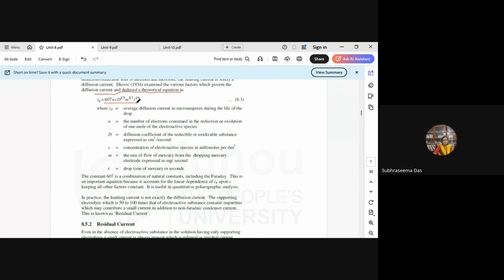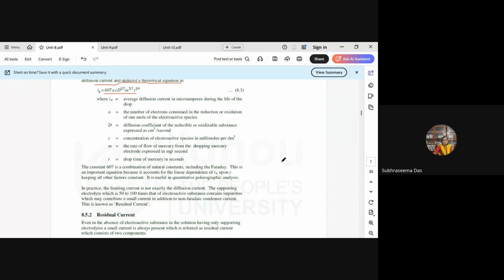Here ID is the diffusion current, small n is the number of electrons involved in the electrochemical reaction, D is the diffusion coefficient, C is the concentration of the electroactive species, m is the rate of flow of the mercury drop, and t is the drop time in seconds. So here we have a constant in this equation, that is 607. This 607 arises as a result of the combination of various other constants present in the equation, including the value of Faraday.